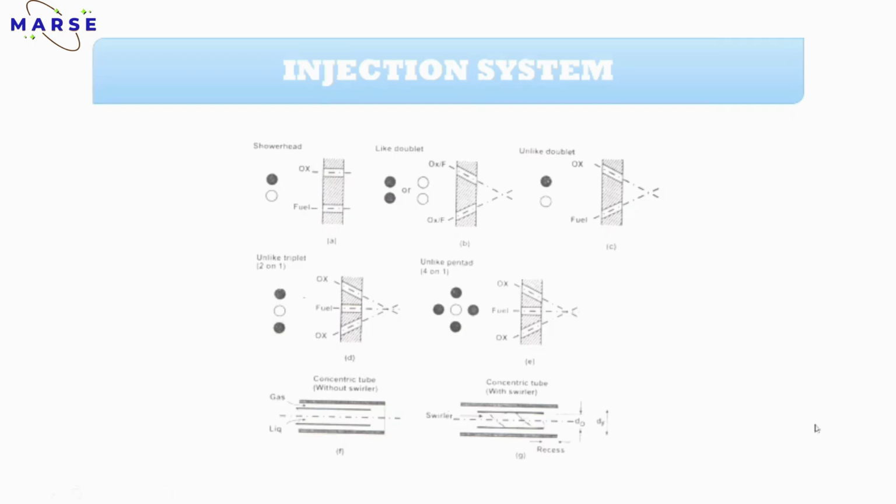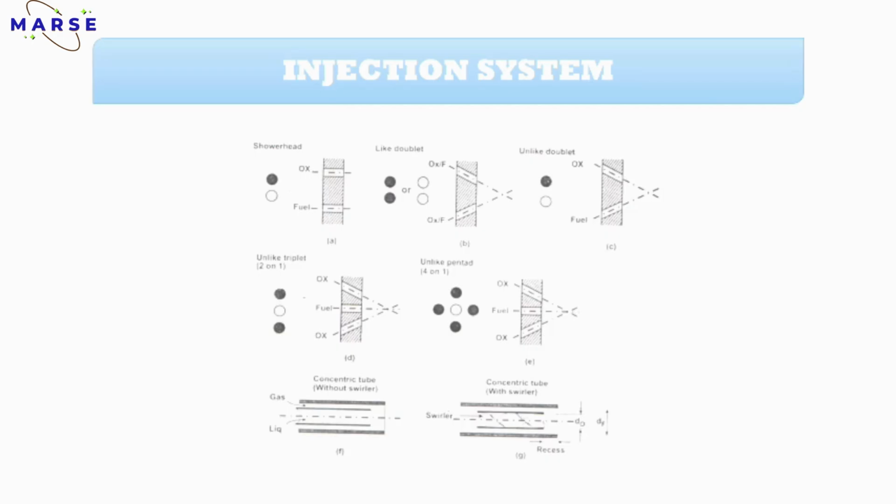So first one is the shower head. In the shower head arrangement, the oxidizer and fuel flow parallel to each other. Got it? And doublet means one arrangement of oxidizer and a second arrangement of fuel. Like doublet means both oxidizers will be in contact with each other and both fuel parts will be in contact with each other at the same time. Then unlike means oxidizer fuel or fuel oxidizer. Got it? The next one is a triplet.